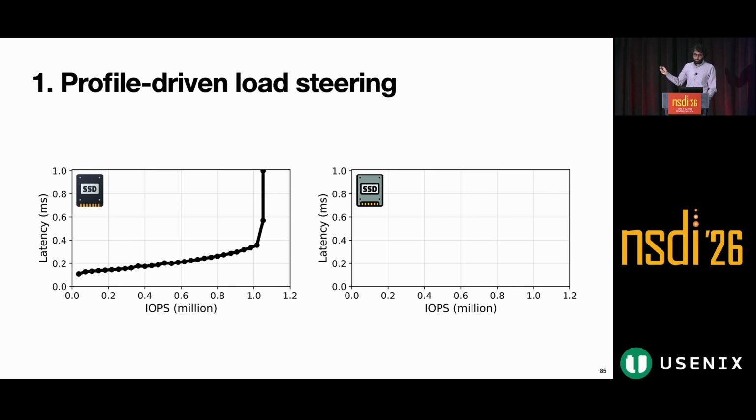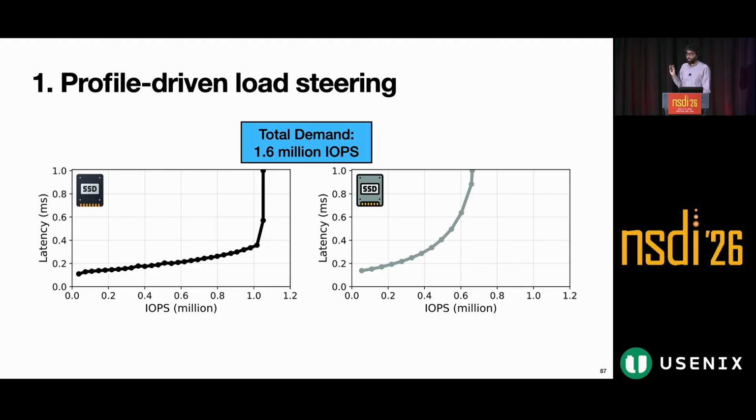The left one has a performance profile that peaks at around 1 million IOPS under the latency SLO. The right one peaks at around 0.7 million IOPS. Now, if at any moment in time, the total demand that I have to satisfy is, let's say, around 1.6 million IOPS, and if I were to do it using most existing systems that overlook these differences, then I would naively just offer half the load to each of these SSDs.